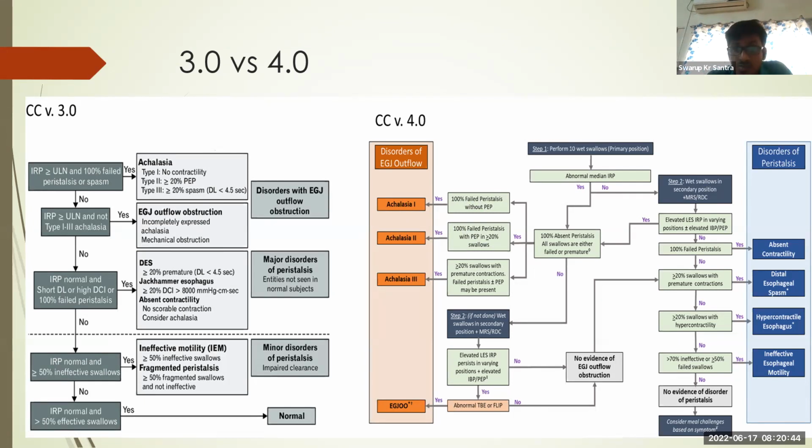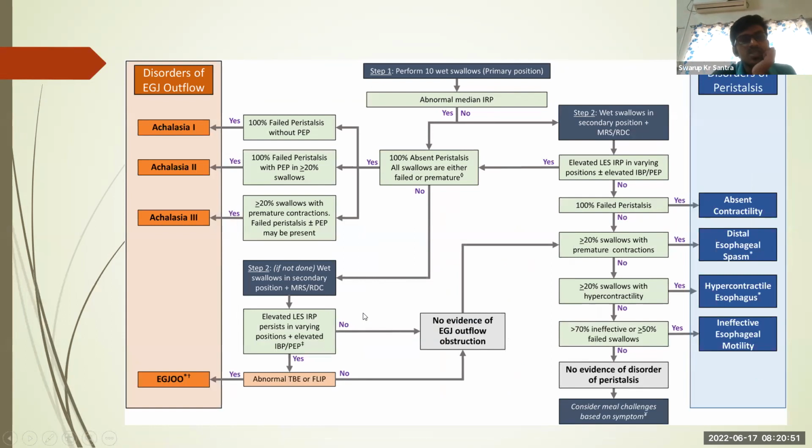but peristalsis is not absent, then we will go for the secondary or sitting position of MRS, in which the IRP is elevated and pan-esophageal pressurization is present, and we go for TBE or FLIP. TBE is timed barium esophagogram. If it is abnormal, then it is diagnosed as achalasia.